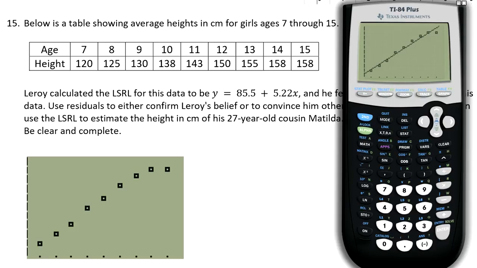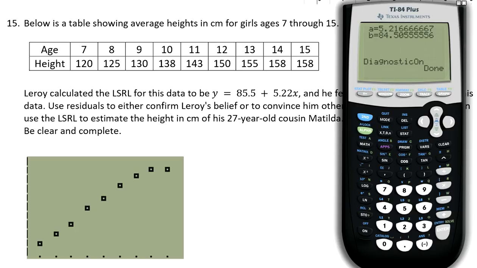I could probably figure out the correlation coefficient, and that would be strong as well. I don't have diagnostics on, so let me go ahead and figure out the correlation coefficient. I'm going to hit second catalog, and I'm going to jump all the way down to the letter D's, and I need to find diagnostics on. There it is. So I'll press enter, enter.